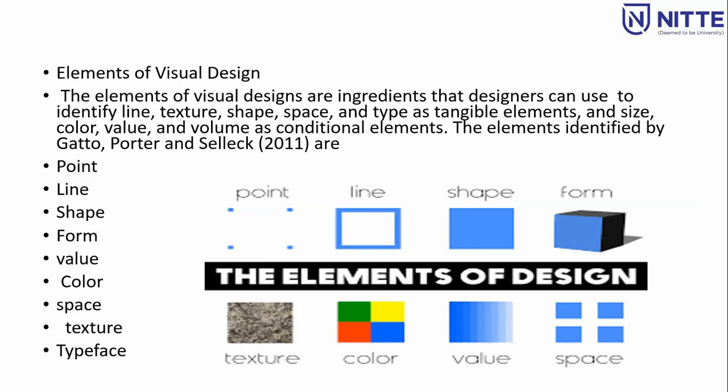The elements identified by Gatto, Porter, and Selleck in 2011 are point, line, shape, form, value, color, space, texture, and typeface. These are the 9 elements of visual design we are going to discuss in detail. Let me repeat again: point, line, shape, form, value, color, space, texture, and typeface.